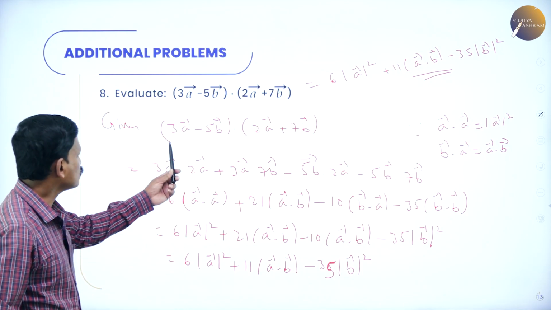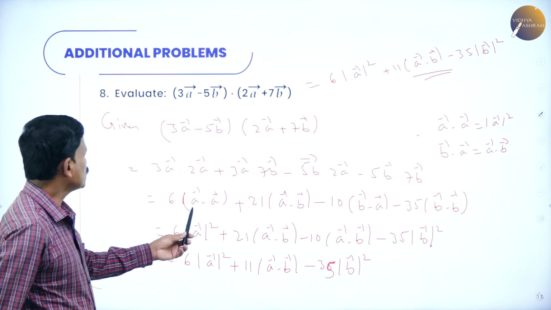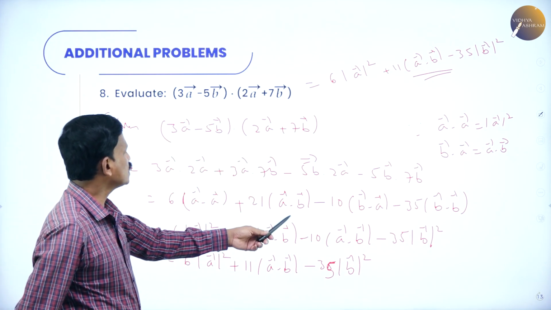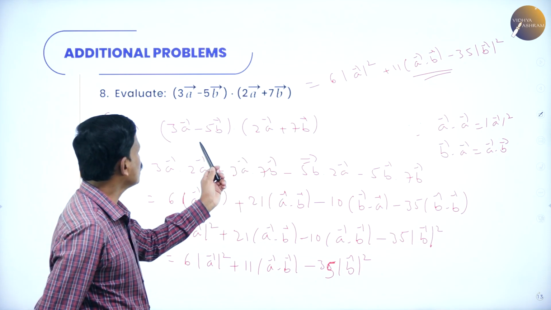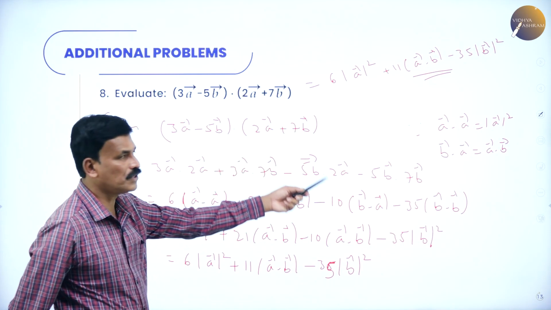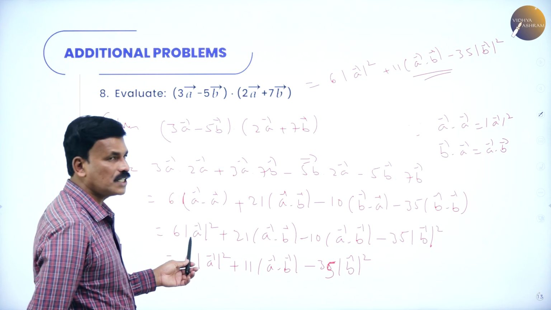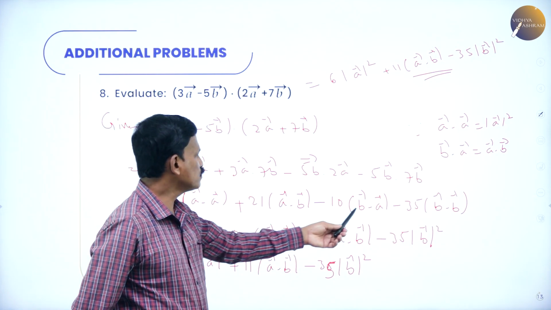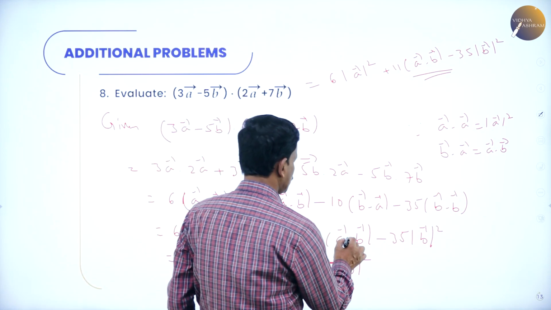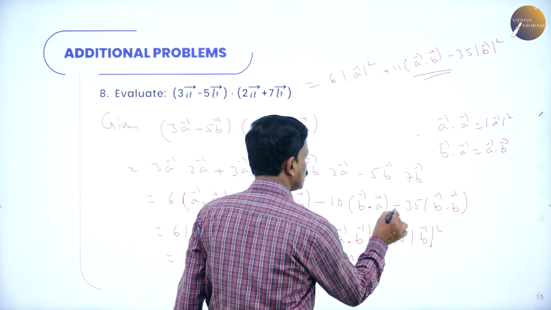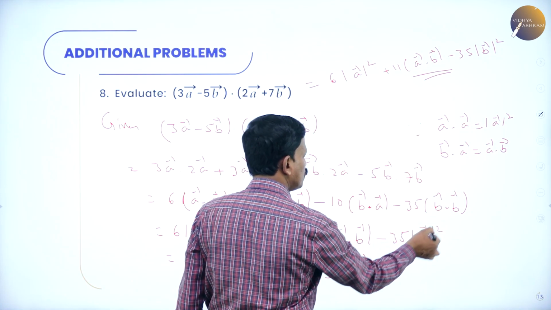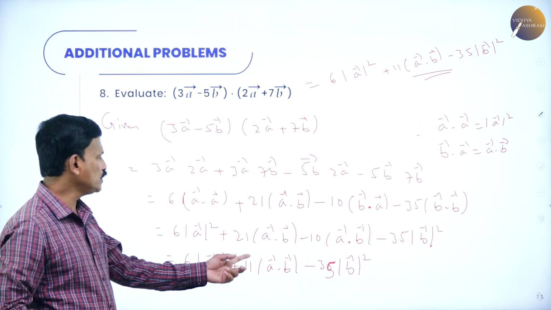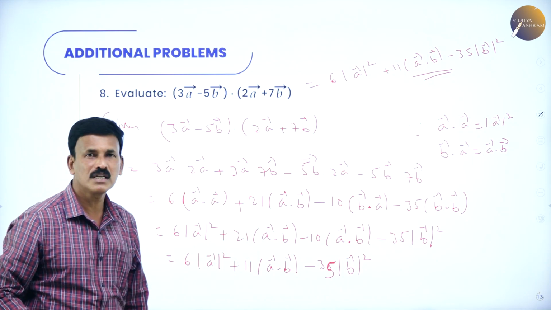Listen to me. Multiply 3 2s are 6 a dot a, 3 7s are 21 a dot b, minus 5 2s are 10 b dot a, minus into plus, minus 5 7s are 35 b dot b. So a dot a is nothing but the length of a square, and a dot b as it is, b dot a is also equal to a dot b. This is dot product. b dot b is equal to length of b square. 6 times a square plus 11 a dot b minus 35 times length of b square.